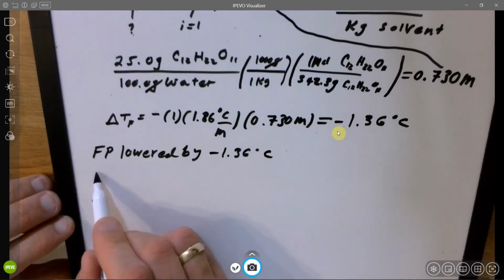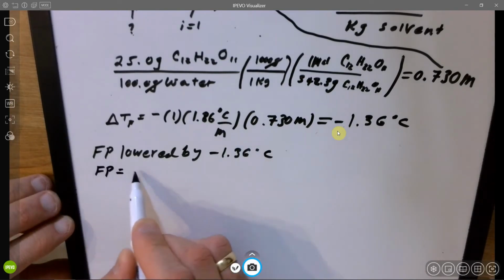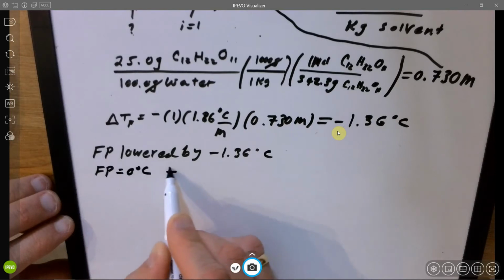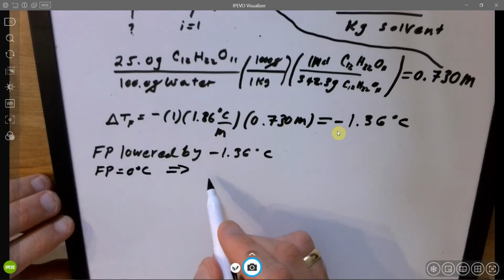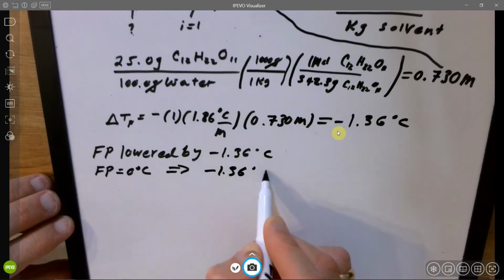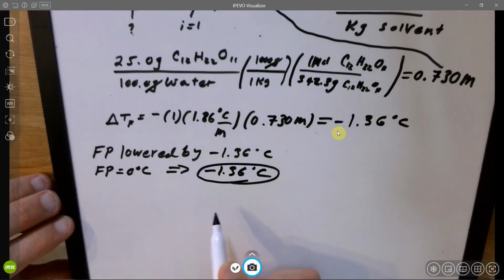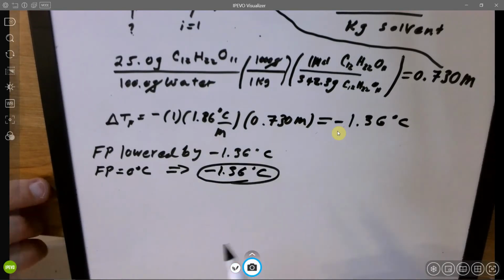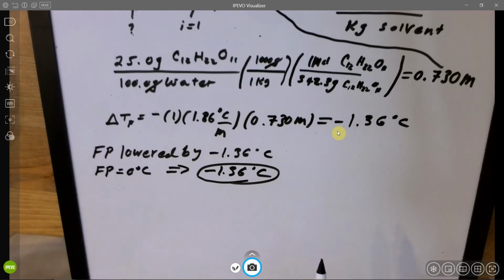For water, the regular freezing point is 0 degrees Celsius. Therefore, my modified freezing point is negative 1.36 degrees Celsius. So you can see that once you add some sugar to water, the water will freeze at a lower temperature.